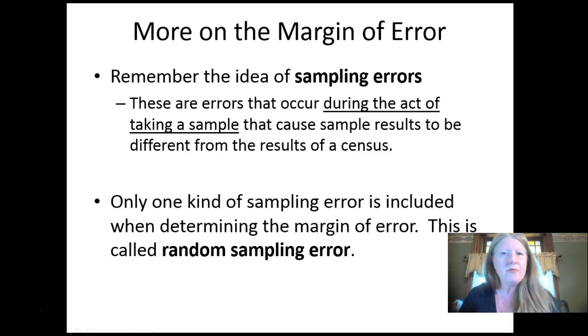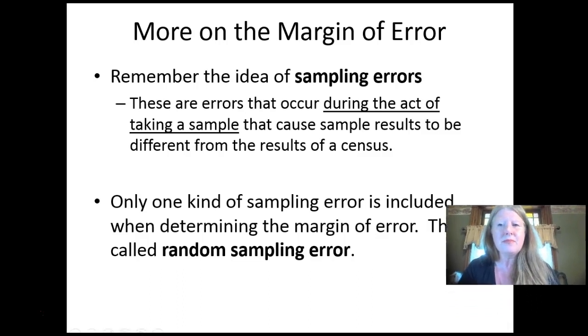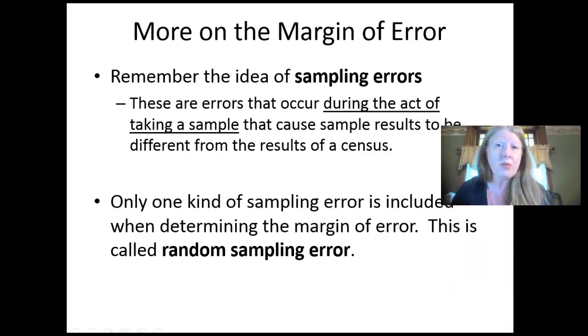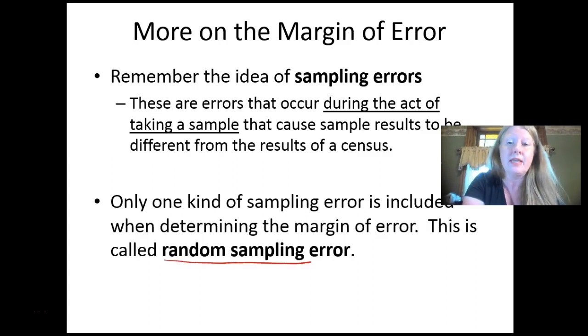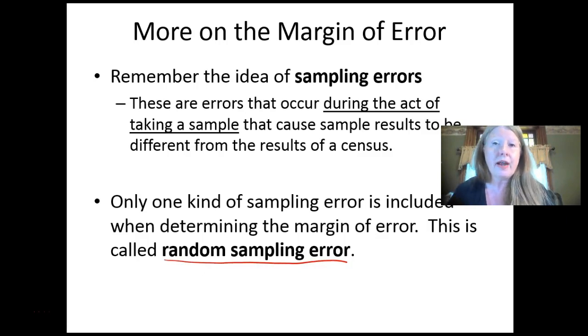Now, as chapter 4 mentions, maybe somewhat briefly, it's a very important idea. I want you to pay very careful attention to it. It comes up right toward the beginning of chapter 4, that when we're determining a margin of error, the only kind of sampling error that is included in determining the margin of error is what is called random sampling error. So the margin of error only takes into account random sampling error. That's a very big, important idea. Write that down. The margin of error only takes into account random sampling error.